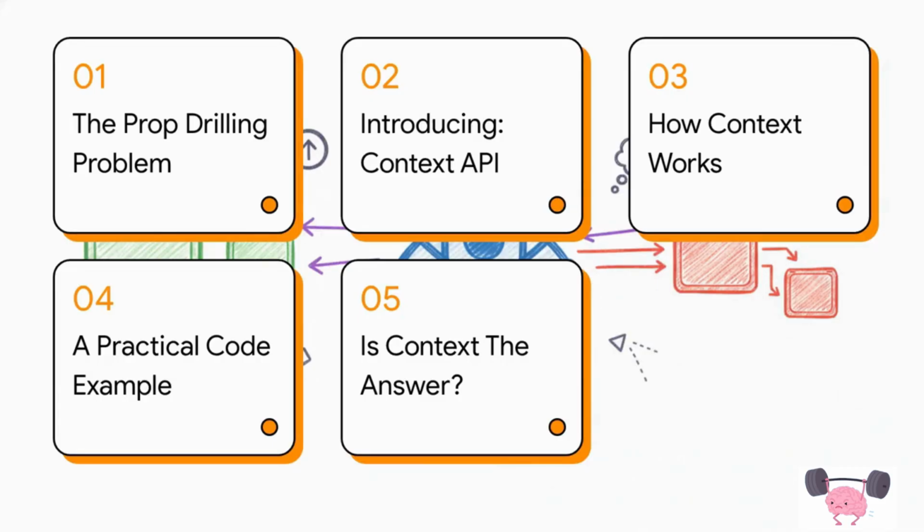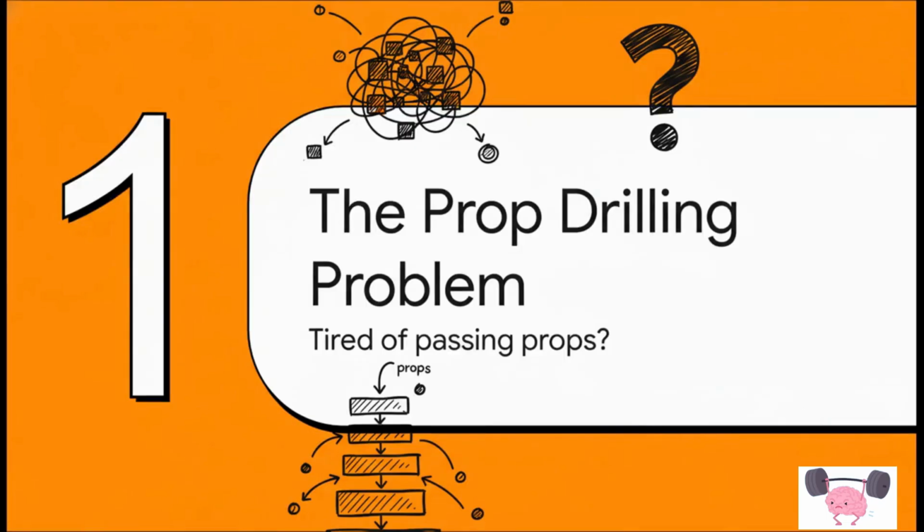So, here's the game plan. We're going to kick things off with a super common headache known as prop drilling. Then, we'll bring in the Context API as our hero. After that, we'll break down how it actually works, walk through a quick and easy code example, and wrap up by talking about when you should, and maybe shouldn't, reach for it. All right, let's dive right in.